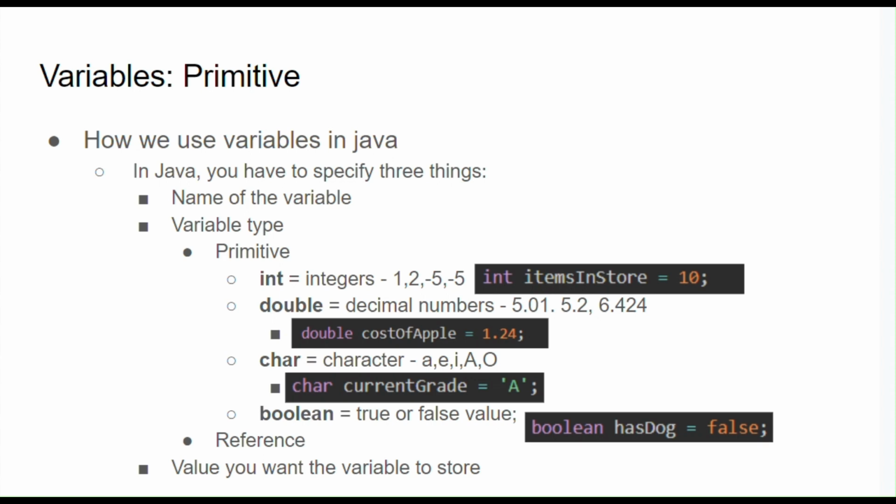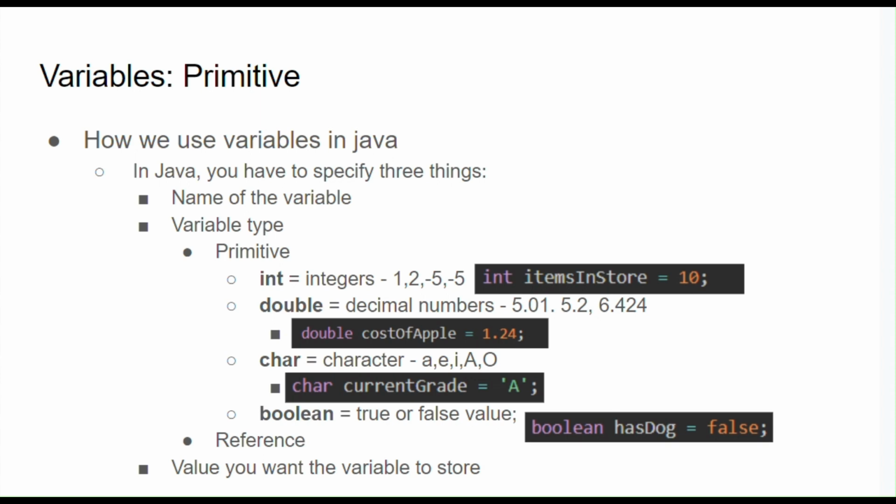There are three things that we have to provide. One, we have to provide the name of the variable, the variable type, and then we also have to provide the value that we want to store in the variable. One thing to note is there are two different variable types: a primitive type and a reference type. We're going to cover the reference types and how those work in the future.